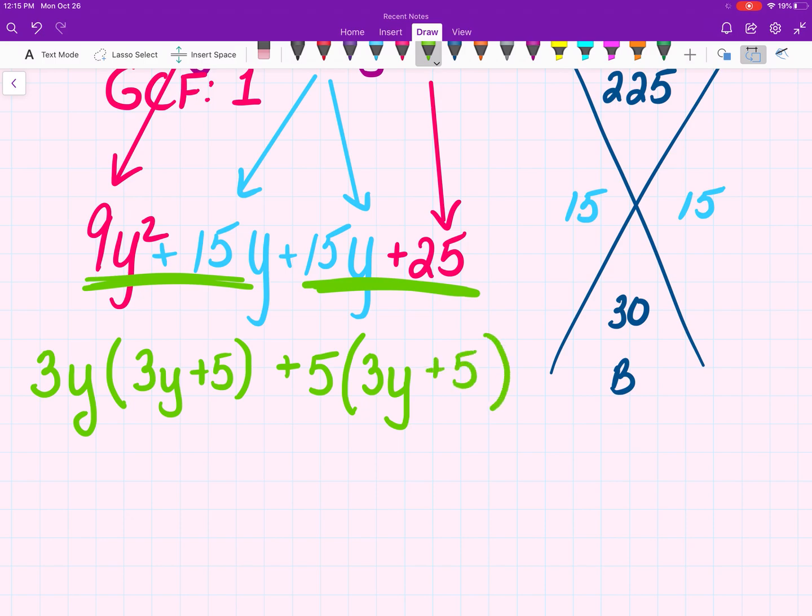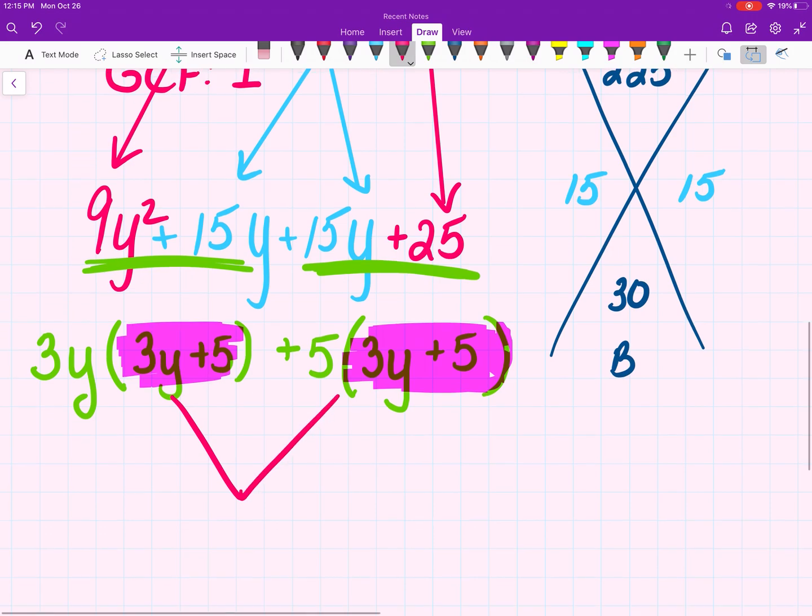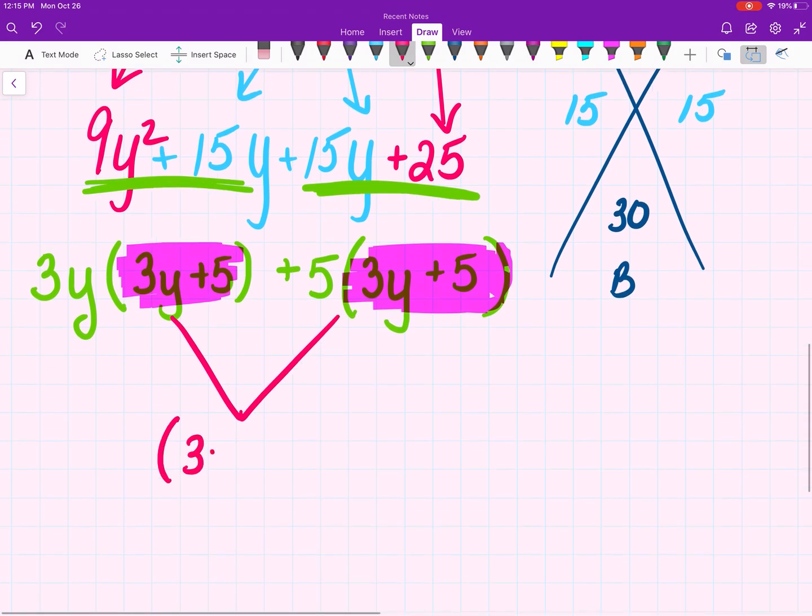Okay, do our two chunks match? And I say chunks on purpose because I know it grosses people out. 3y plus 5 and 3y plus 5. Yahoo, they match. I must have done this right. The chances of me not doing it right are pretty slim if they match. So I'm going to write that down once because I'm going to take a 3y plus 5 off of both groups. And then what's left on the outside of those happens to be 3y plus 5.